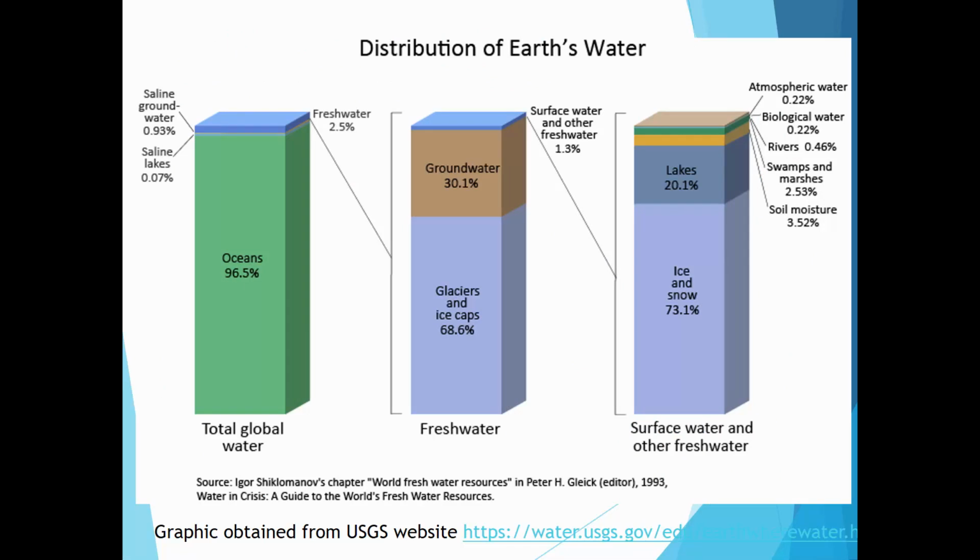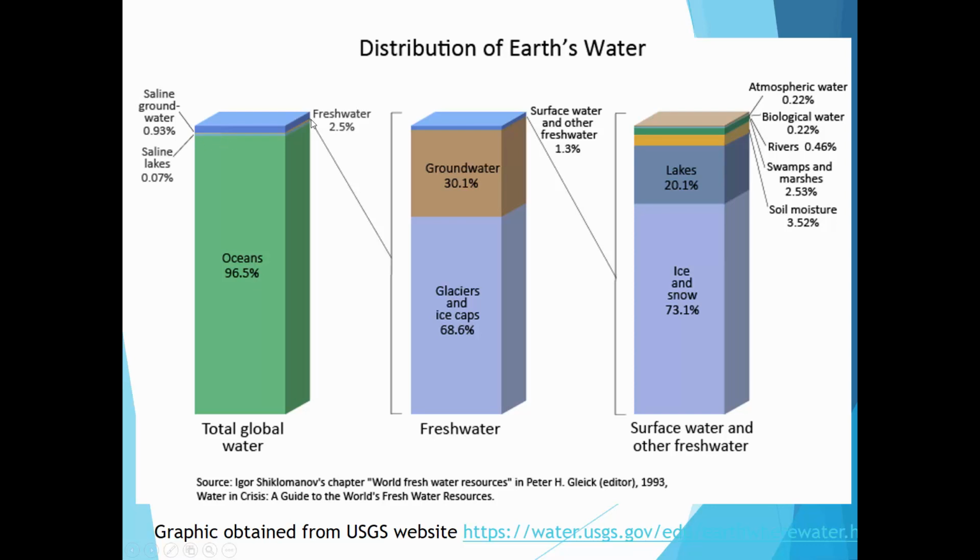When we talk about the distribution of water on Earth, I like this graphic because it helps you break down the different places where we find water. 96.5% of all of the water on Earth is found in our oceans. This is a vast majority of all water on Earth. It's in the oceans, and it's salty, so you can't really use this water for consumption because of the salt in the water. Another 1% of water is salty groundwater, or saline groundwater, and salty lakes. Again, those are not really fit for consumption.